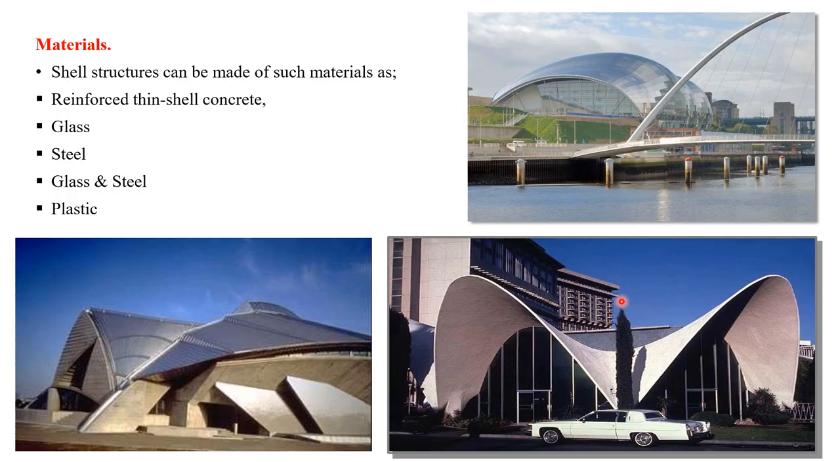Here are the materials used for the shell elements. Shell elements can be made of such materials as reinforced thin shell concrete. Here you can see the thin shell concrete is used. The structure is looking very good. Similarly, steel. Here is a glass composition. Other materials, glass and steel combined, can be used, and plastics can be used, because they are light.